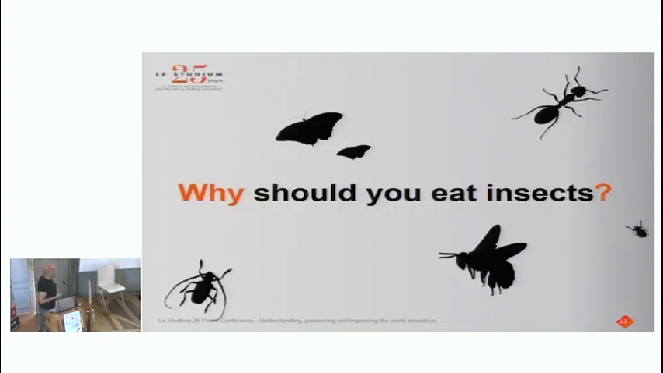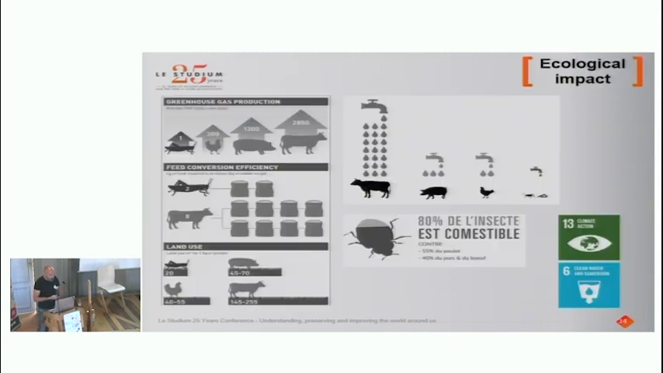Why should you eat insects? The first reason for eating insects is because they have a very low ecological impact compared to other production. They require less land, they use less food and way less water. And also most of the insect is edible. About 80% of insects can be consumed, while only 40% of the beef, for example, can be consumed. So by producing insects for food, you can reach SDGs 13 and 6.